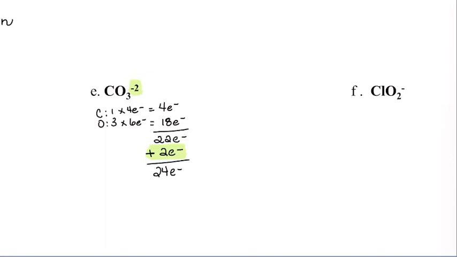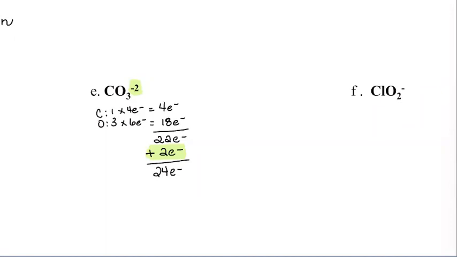Now take a moment. Let's count the valence electrons for chlorite. Let's do the count of electrons for chlorite. What part do you need me to repeat? Why did I add 2?